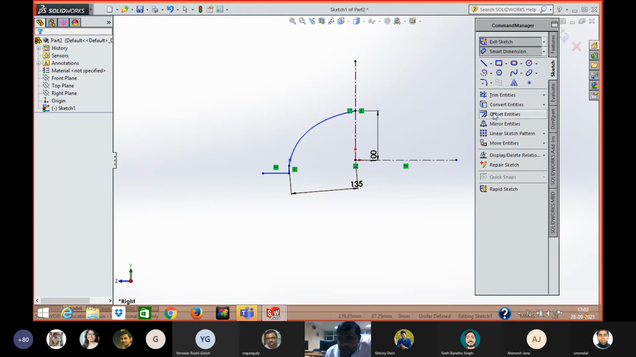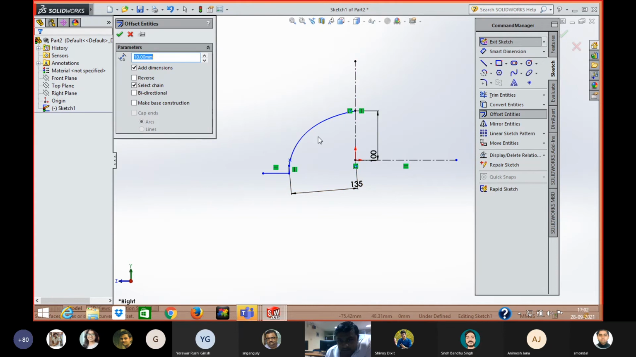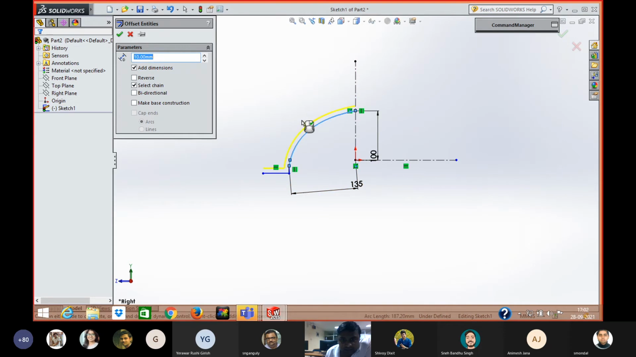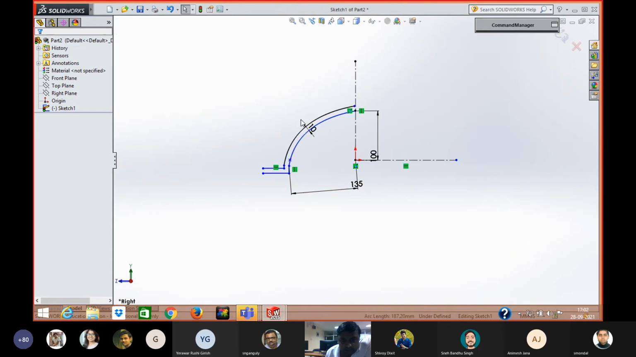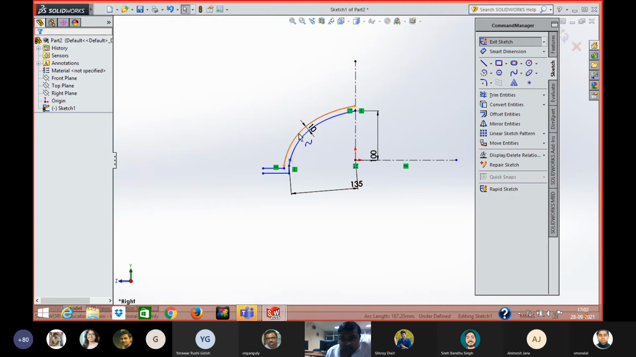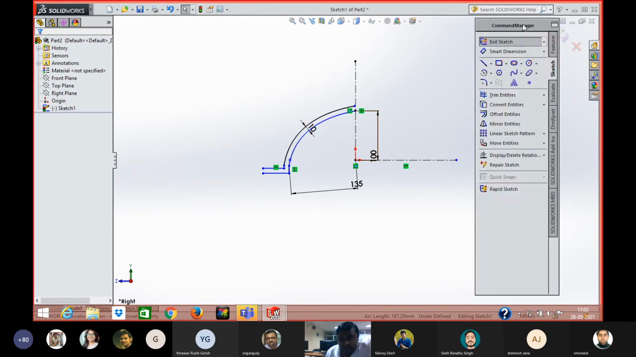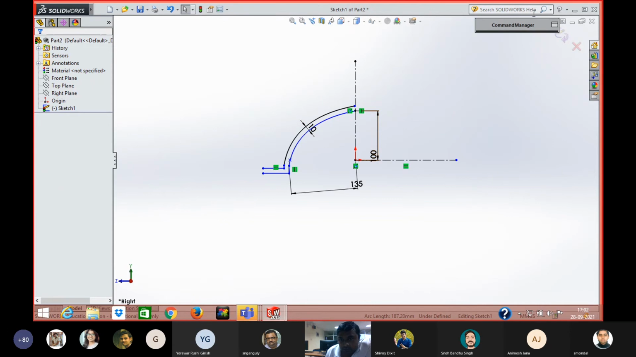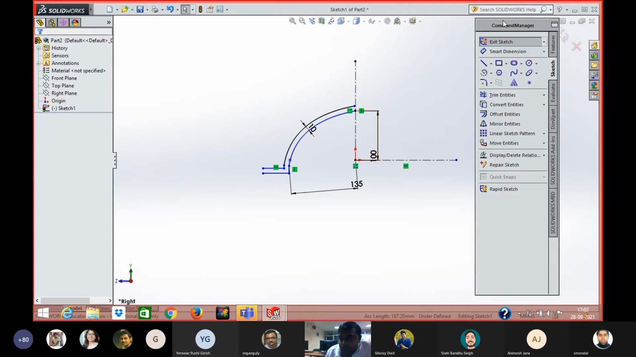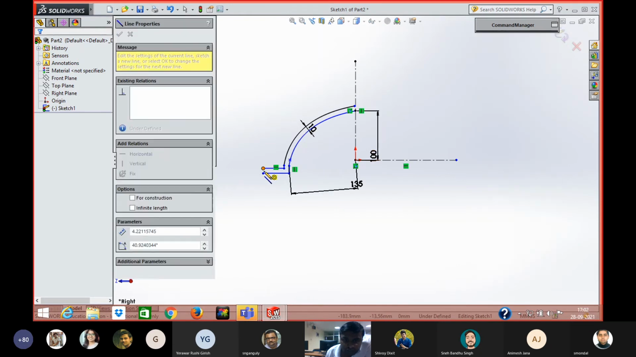Now go to another command. You just have to offset these sections according to a required thickness. Already it's showing 10 mm because I have given the 10 mm offset. You can also increase that. Also make a closed loop for revolve.